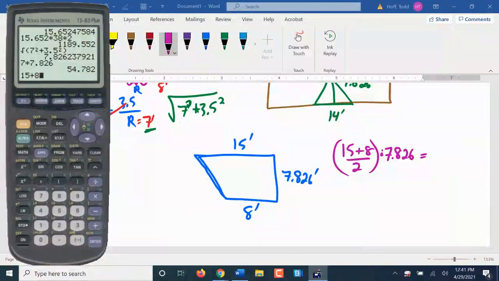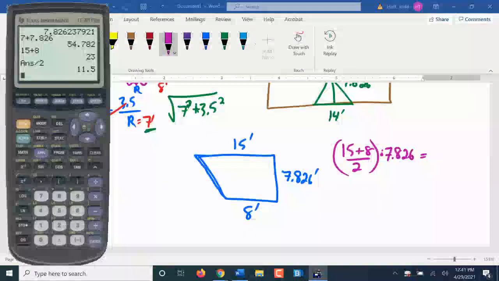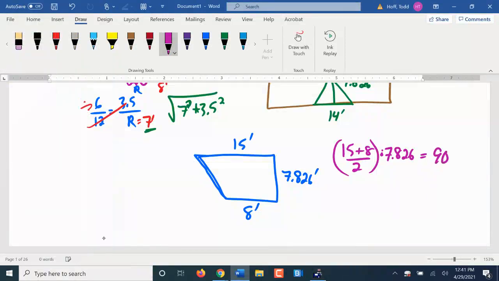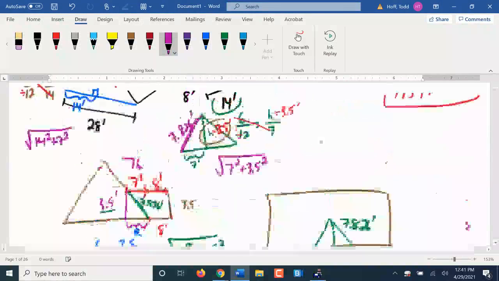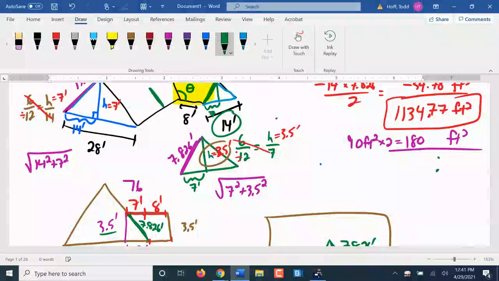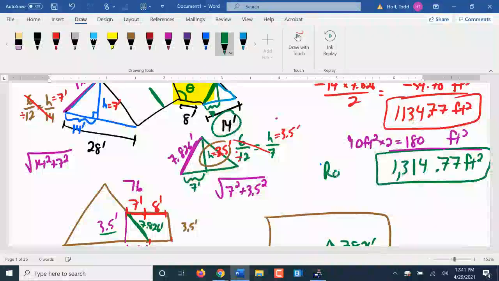So 15 plus 8. Now make sure you hit equals before you divide by 2 or it'll mess up the calculation. So 11.5 is our average width there, times 7.826 gives us 89.9, basically 90 square feet. Times 2, because there's 2 of those, means 180 square feet has to be added to our total. We've got 1,314.77 square feet of roof area.